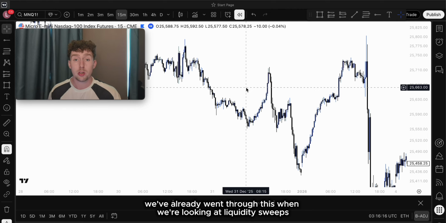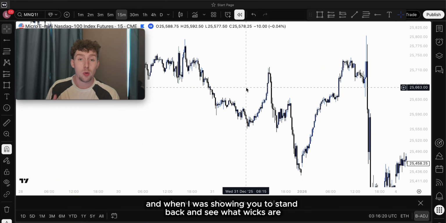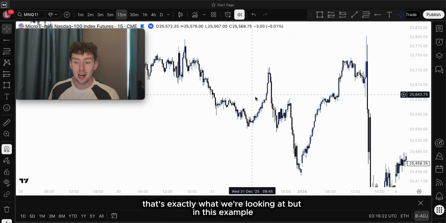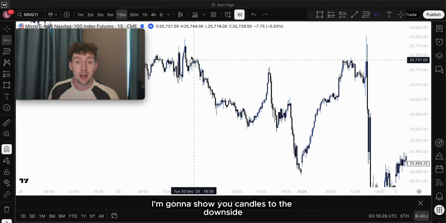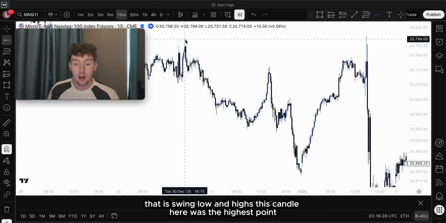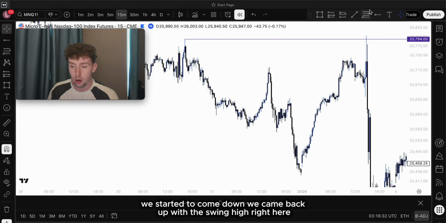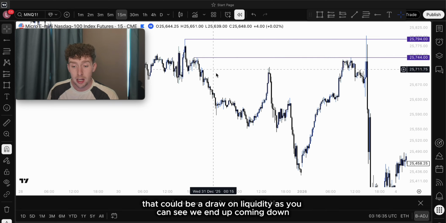To be honest, we've already went through this when we're looking at liquidity sweeps. When I was showing you to stand back and see what wicks are standing out to you, that's exactly what we're looking at. But in this example, I'm going to show you candles to the downside, that is swing low and highs. This candle here was the highest point. We started to come down, we came back up. We have a swing high right here. That could be a draw on liquidity.